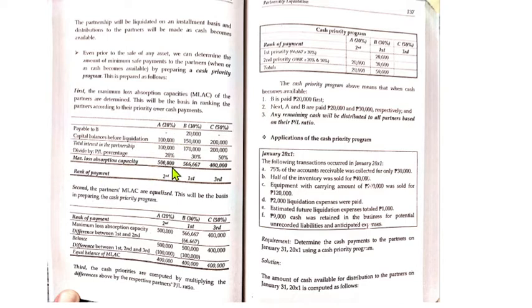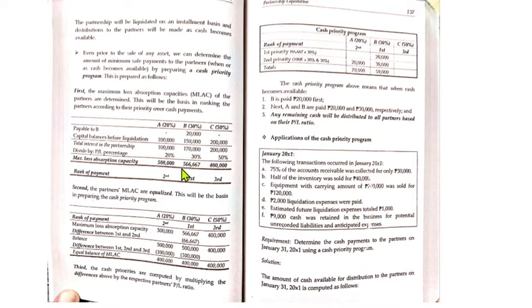Ang ibig sabihin lang nito, kapag 500,000, for example, ang loss ay 500,000, kaya pa ng capital contribution ni A. Kapag lumagpas ng 500,000 yun, ibig sabihin hindi na kaya i-absorb ng interest or ng capital ni A. Kaya hanggang doon lang. Yun yung maximum loss absorption.